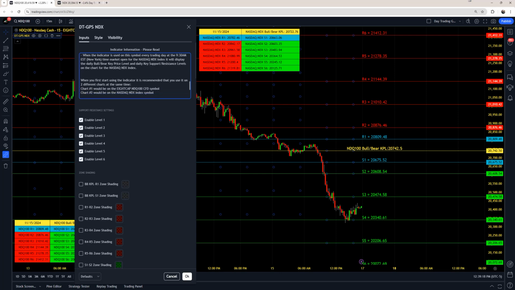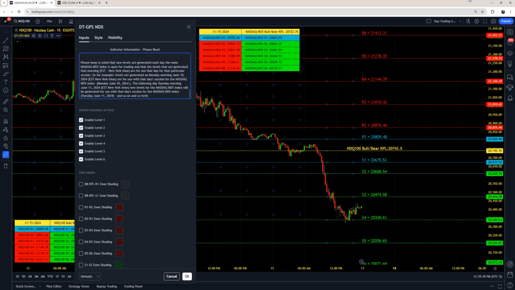All right, so moving on here, when you first start trading using this indicator, it's recommended that you use it on two different charts at the same time. One on the NDQ 100 CFD and the other one on the Nasdaq NDX index, which as you can see, that's what I have here, two different tabs.